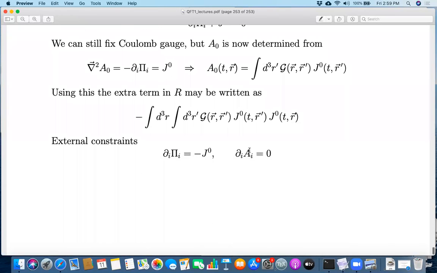And then the constraints will change to del_i pi_i equal to minus J0 and del_i A_i equal to 0. And again, you can check that these constraints have to be imposed only at the initial time. Once you impose it at initial time, it will remain valid at all later times.